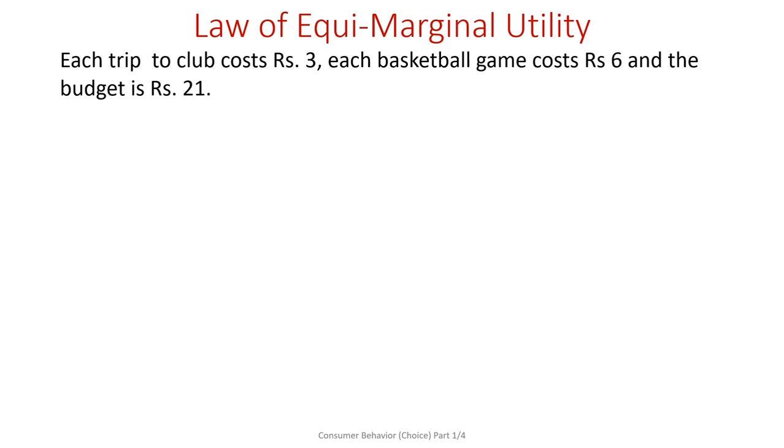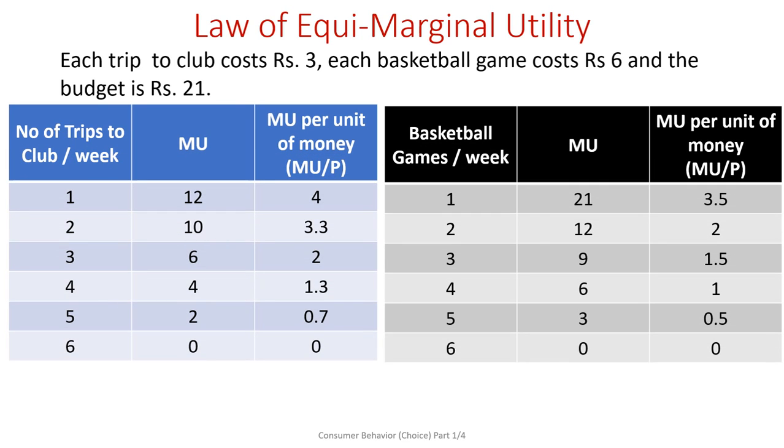The marginal utilities from the trips to the club per week and basketball games per week are given. Since the prices are different, we should first calculate the marginal utility per unit of money in both cases. This is calculated by dividing the marginal utility by the price of the commodity.